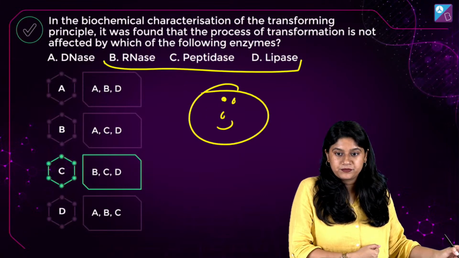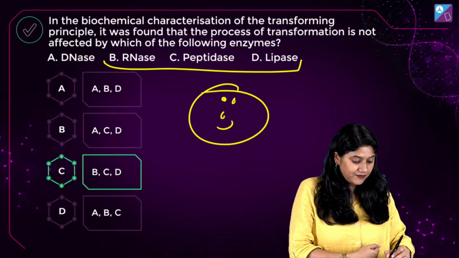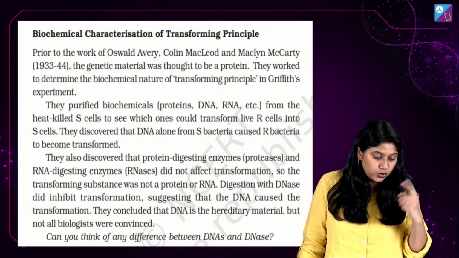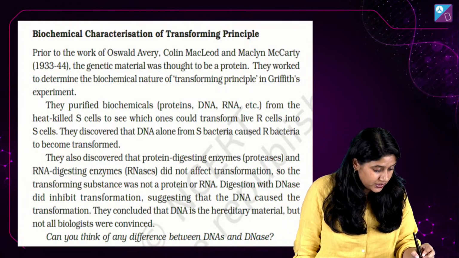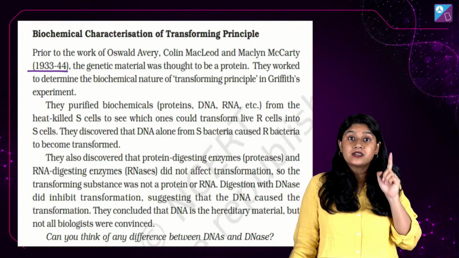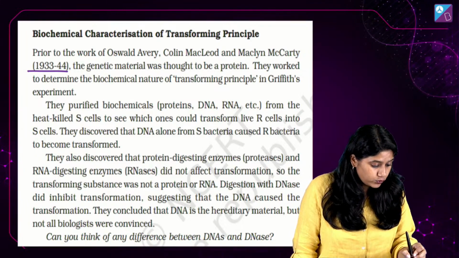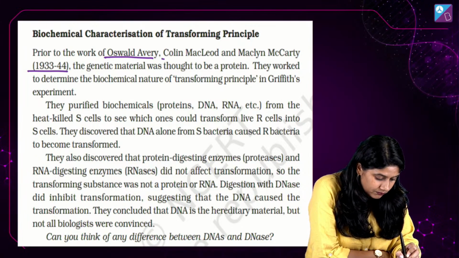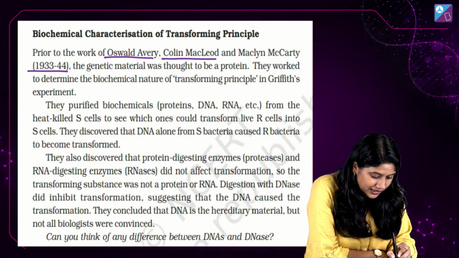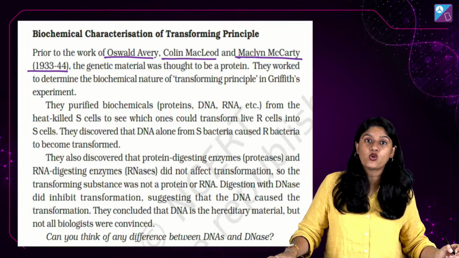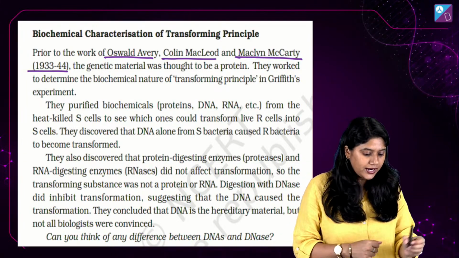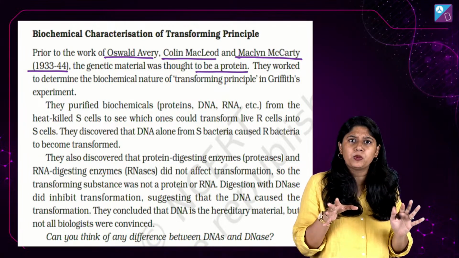Very good, everyone. So with this, we are done with this topic, and here we have the NCERT ka snip. Let's quickly go through it. Of course, we have to remember the names and the year. From 1933 to 1944, we have three scientists: Oswald Avery, Colin MacLeod, and McCarthy. Three important scientists, and they thought that the genetic material could be the protein.